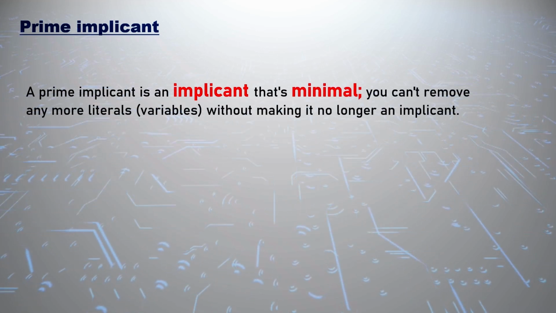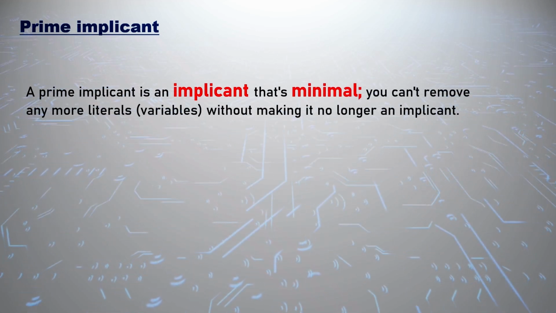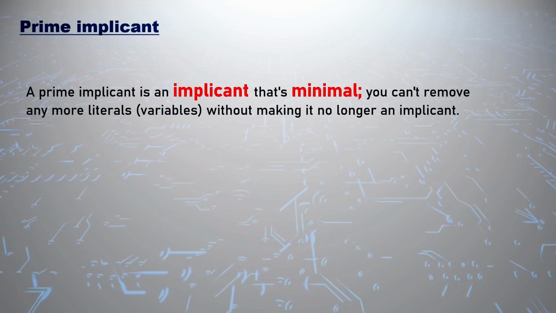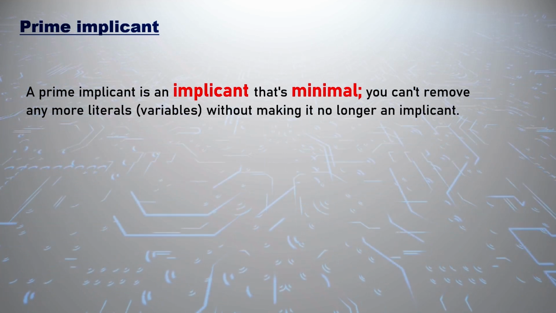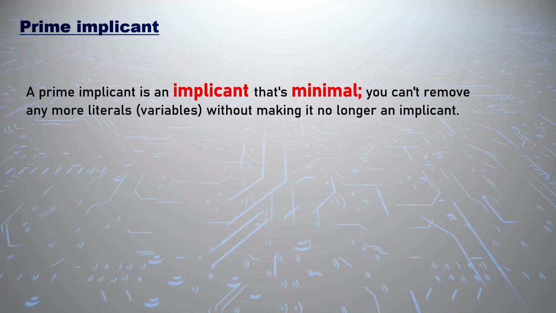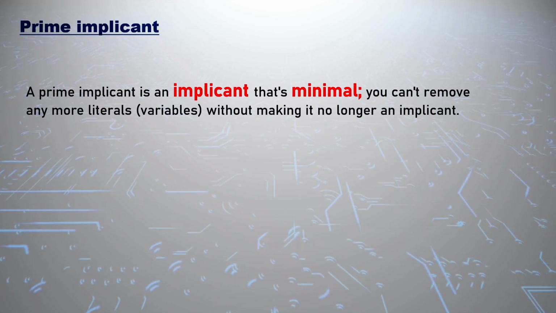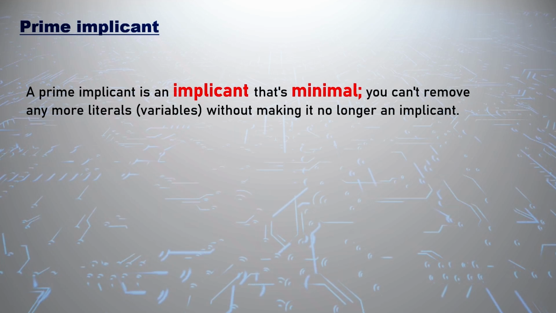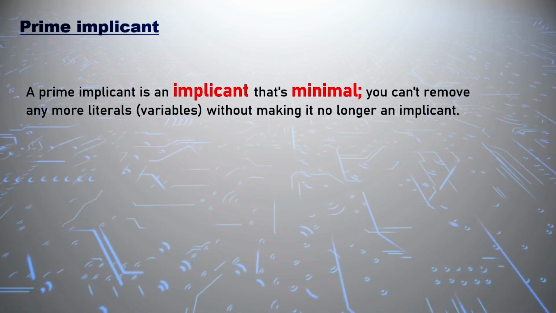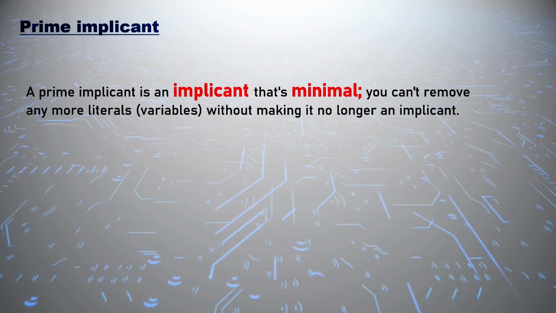Let's start with the prime implicant. Our ultimate goal is to find the essential prime implicant, and learning the prime implicant is the first step. Let's see the definition once. A prime implicant is an implicant that is minimal, meaning you can't remove any more literals or variables without it no longer being an implicant. Reading this definition might be confusing, so let's see it with examples.